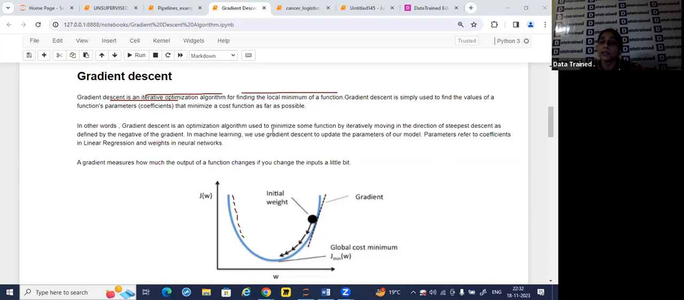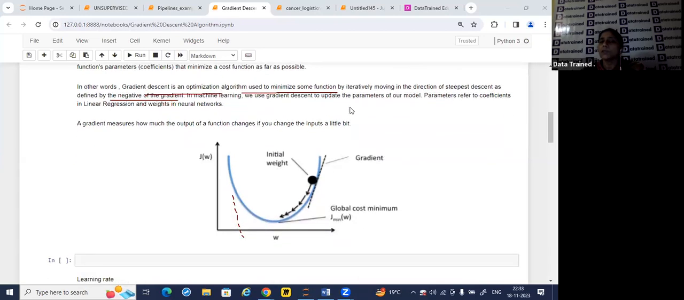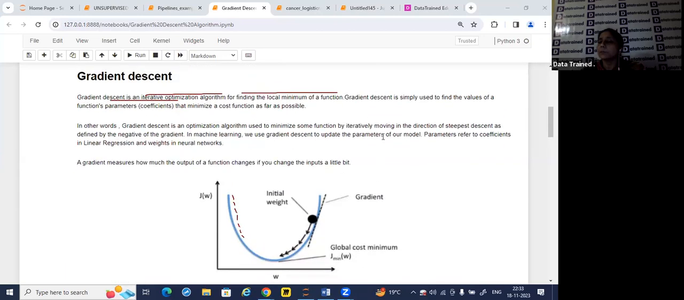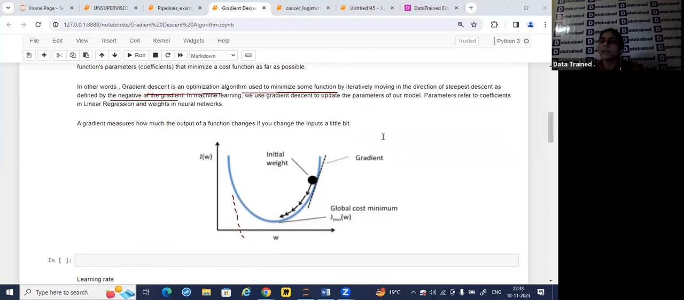Gradient descent is an optimization algorithm used to minimize some function by iteratively moving in the direction of steepest descent, as defined by the negative of the gradient. In machine learning, we use gradient descent to update the parameters of our model. Parameters refer to the coefficients in linear regressions and weights in neural networks, basically. So this is just reducing the errors. If our errors are here, they are reduced down up to here.